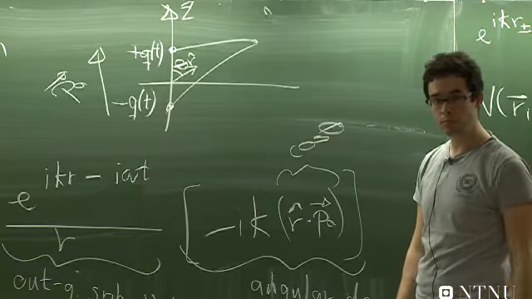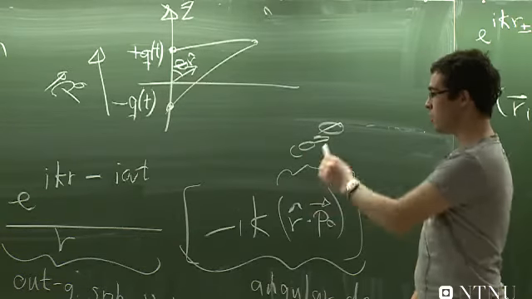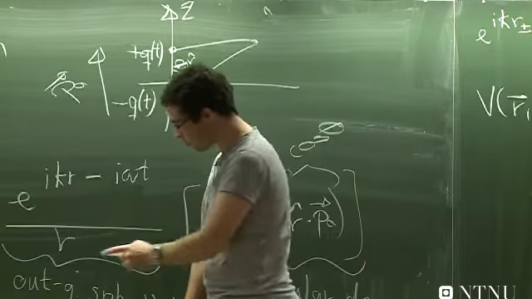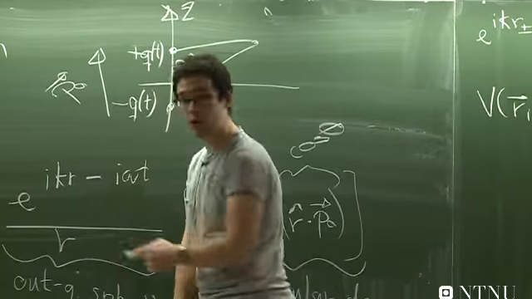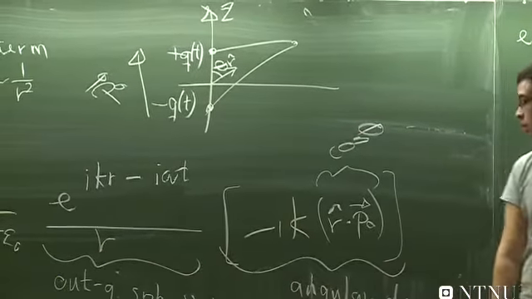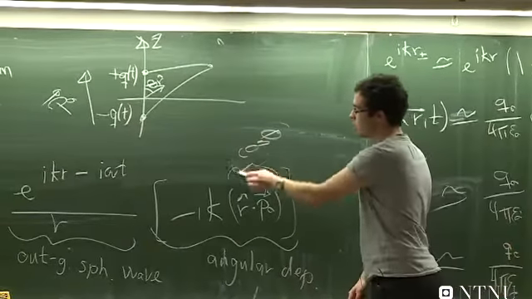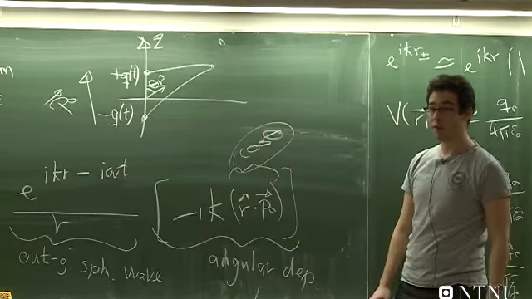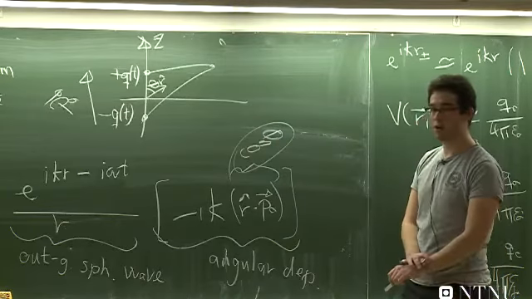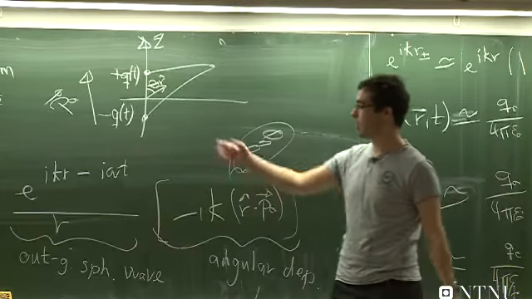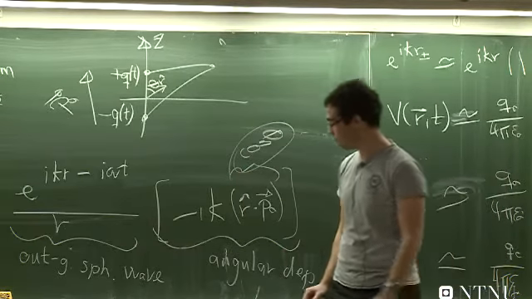Okay? And this is crucial, of course, because the derivative with respect to r is going to give me 1 over r squared terms when I find the electric field from the potential, while this gives me something for the electric field that does not decay as higher powers of r, meaning that I actually get radiation from this system.